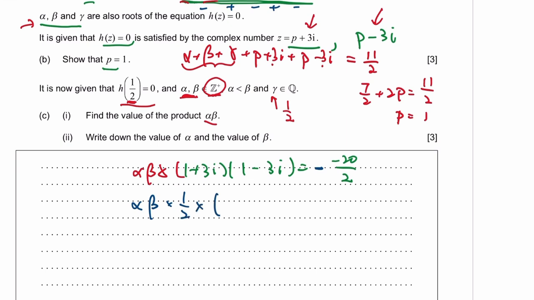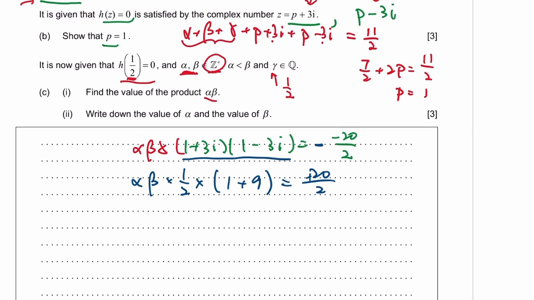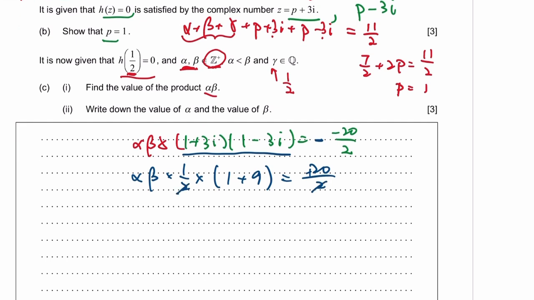If we multiply this out, is that, what, 1 plus 9, I think. So it's positive 20 over 2. So the 2 cancels out. 1 plus 9 is 10, divided by alpha beta is 2. And hence write down alpha and beta, they are 1 and 2. Simply because they must be integers, they must be positive, and alpha must be less than beta. So there's no other choice.